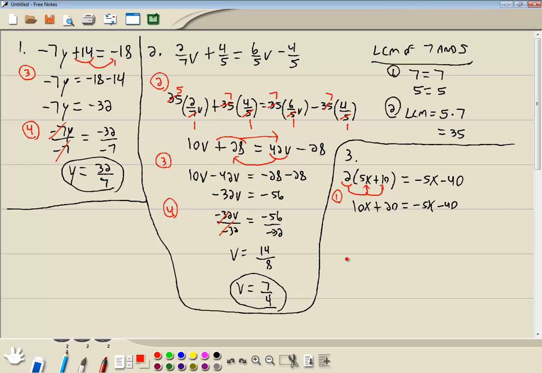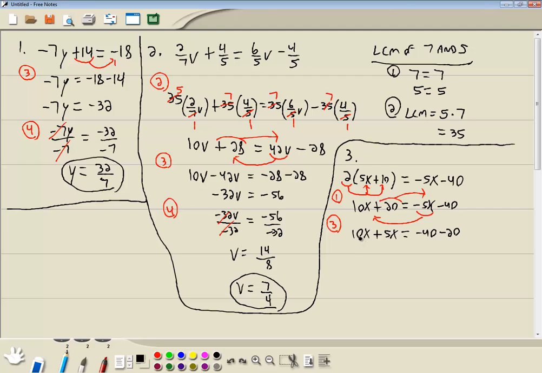Step 2. Get rid of fractions. Don't have any. Step 3. Get everything with an x on one side, numbers on the other. So I'll take negative 5x over here and take 20 over to that side. Remember, you take anything across your equals, your sign changes. So the negative 5x becomes a positive 5x. The positive 20 becomes a negative 20.